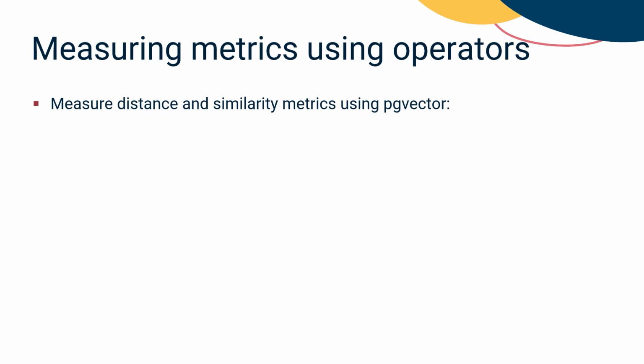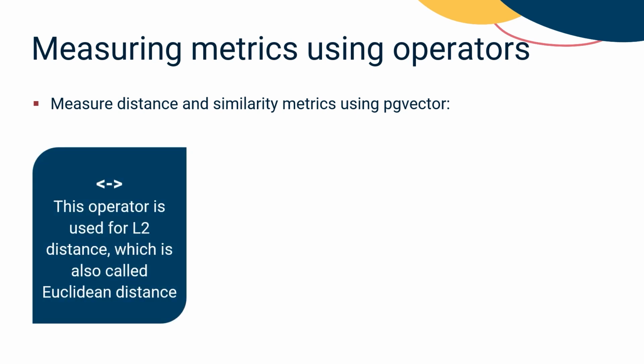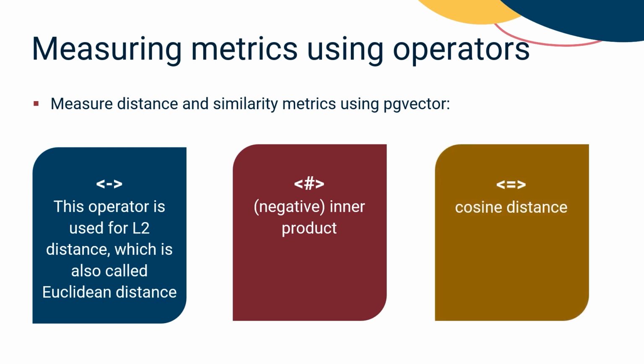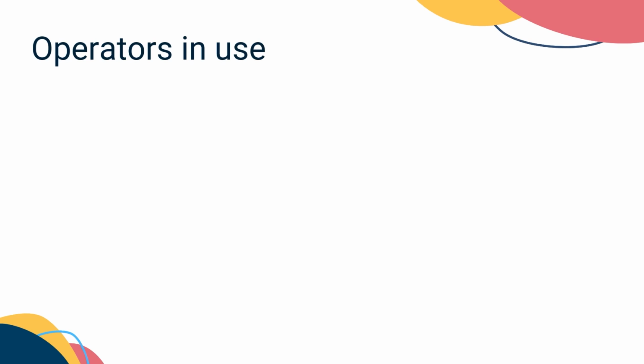You can measure distance and similarity metrics multiple ways using pgvector. Depending on how you want to measure the metrics, you have three search operators. Let's address three widely used operators. The first operator, which uses a left arrow, a hyphen, and a right arrow, is used for L2 distance, also called Euclidean distance. The second operator, which uses a left arrow, hash symbol, and right arrow, measures negative inner product, and the final operator covered here is the cosine distance operator, which consists of a left arrow, an equal sign, and a right arrow. Depending on the circumstances, some distance and similarity metrics are more precise than others. Let's examine some examples of using these operators.